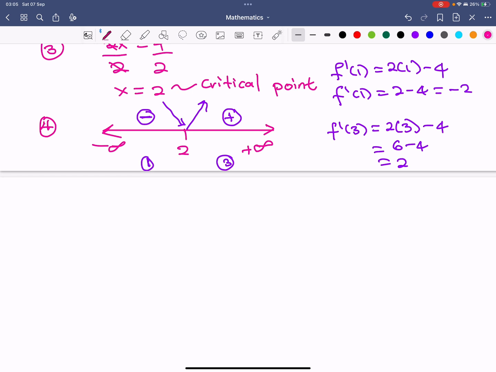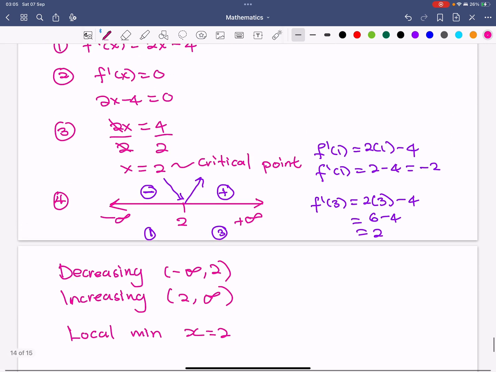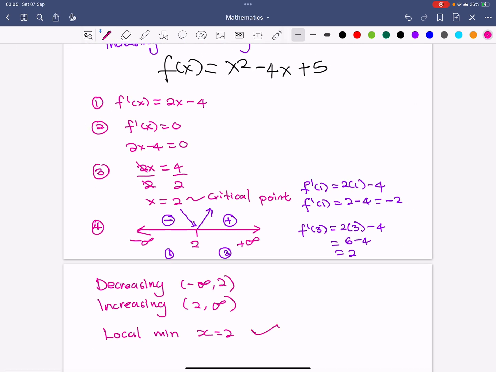We can conclude that this function is decreasing between minus infinity and 2, and increasing between 2 and positive infinity. We also have a local minimum at x equals 2. If we want to find the actual point of the local minimum, we substitute 2 into the original function. f of 2 equals 2 squared minus 4 times 2 plus 5, which equals 1. So we have the local minimum at f of 2 equals 1.